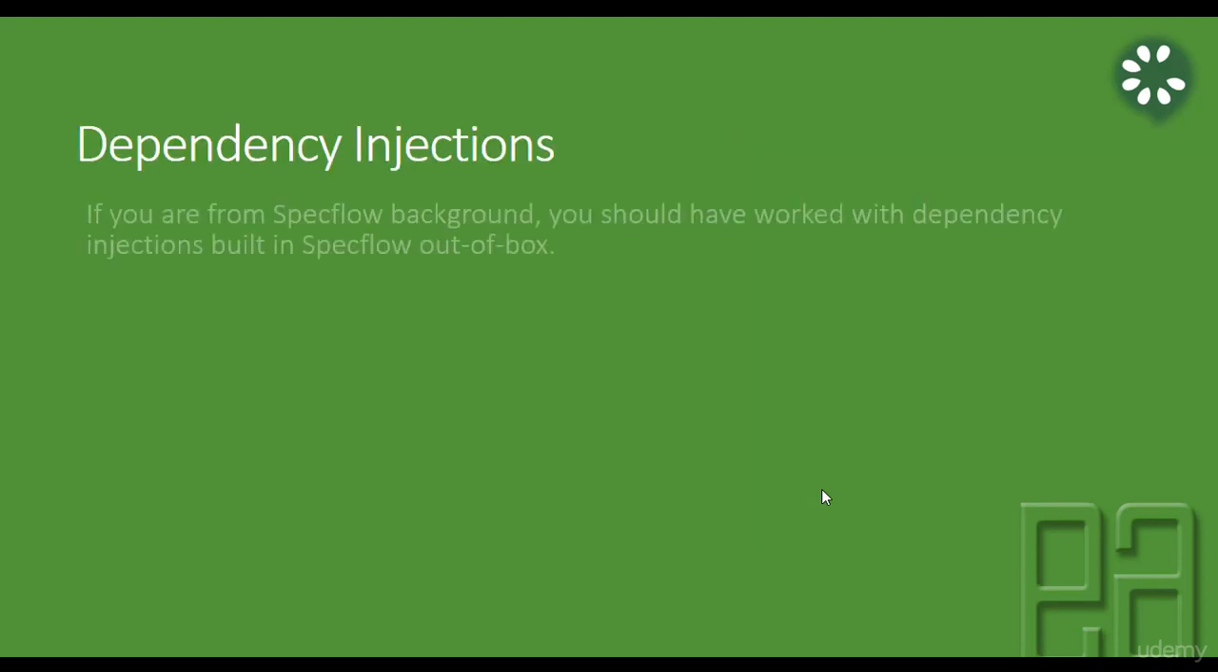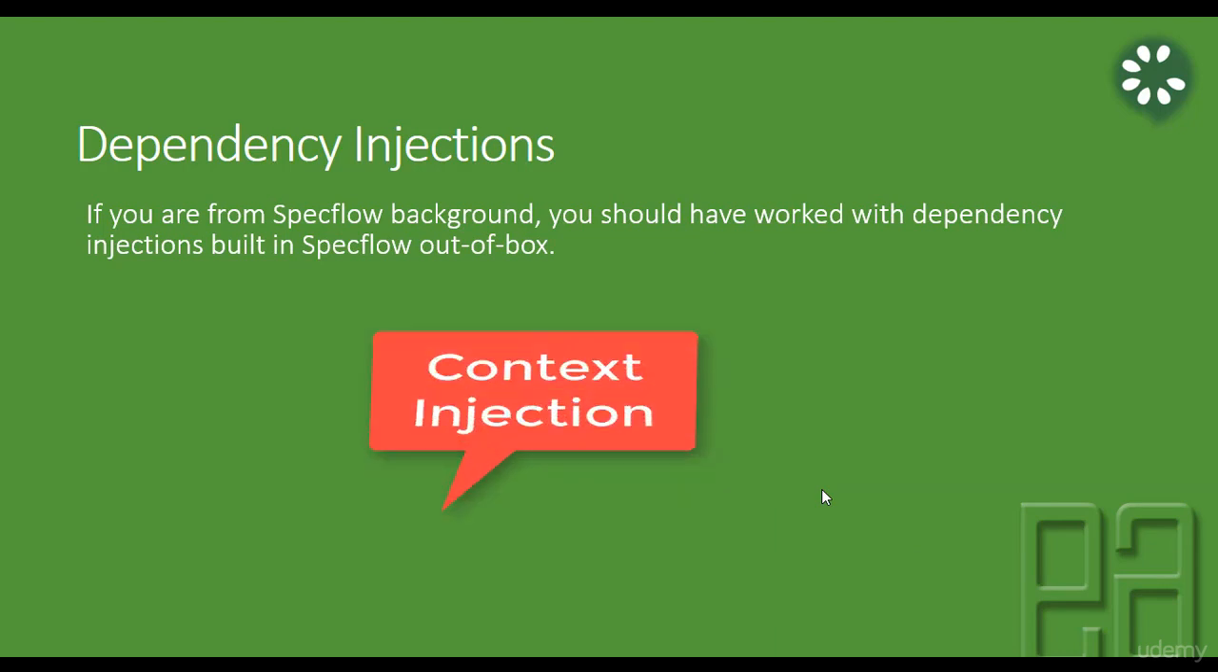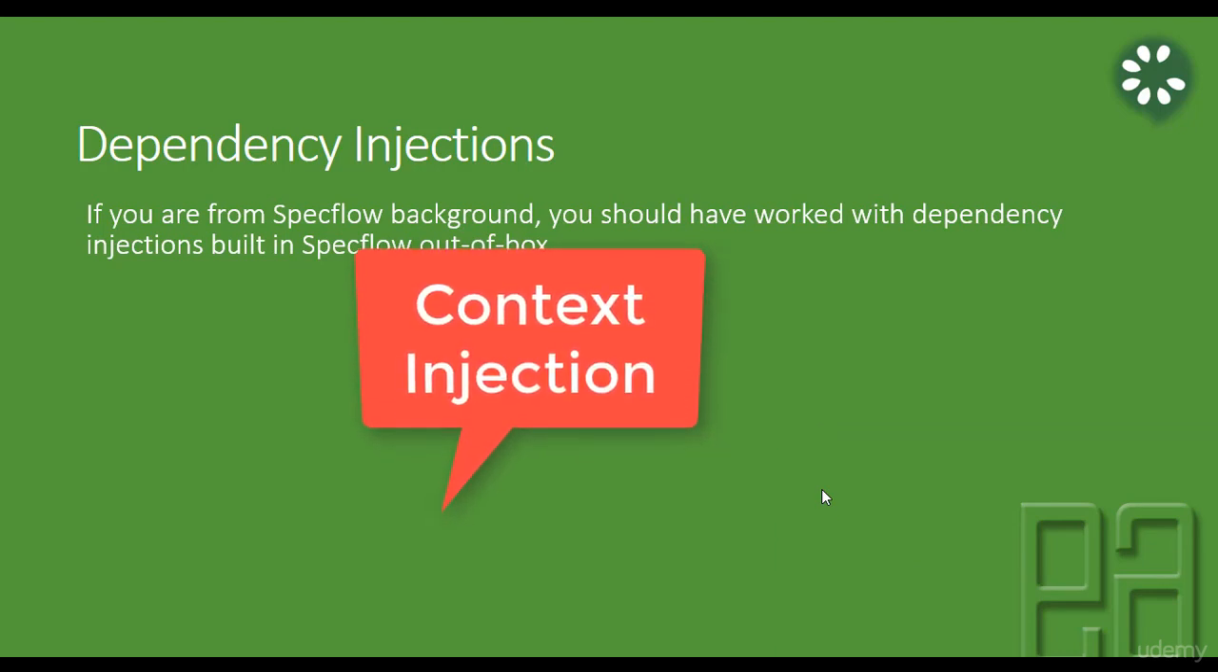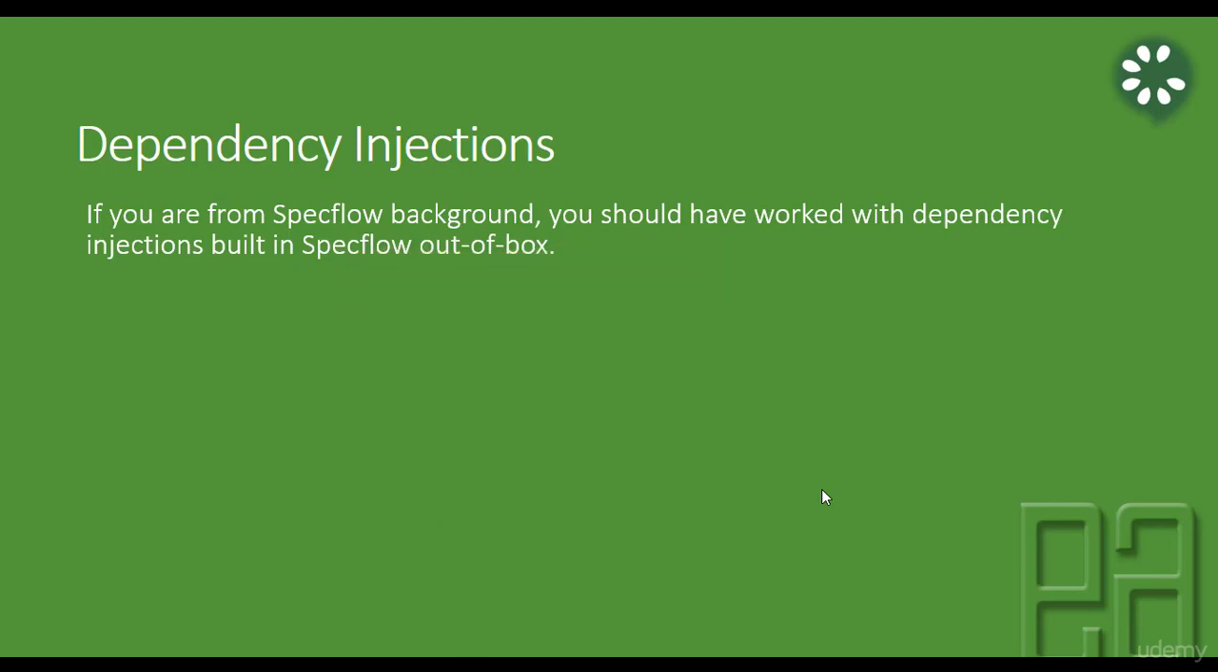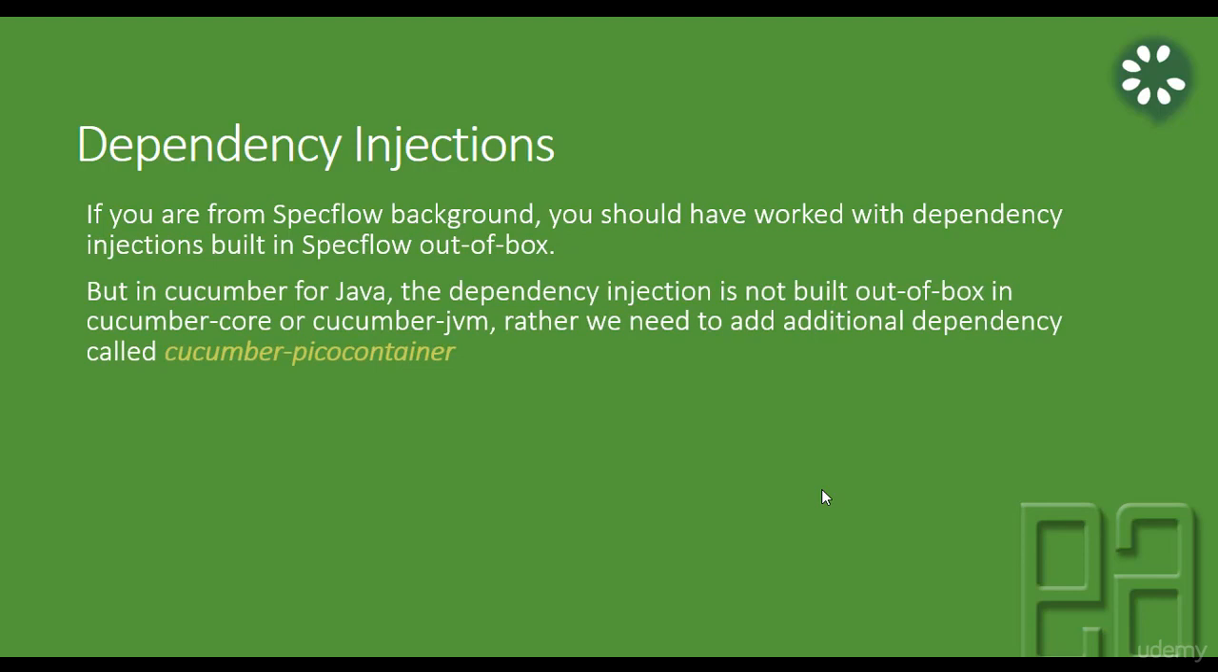Dependency injections. If you are from SpecFlow background, you should have worked with dependency injection, which is built in SpecFlow out of the box. So it's called context injection or dependency injection. We have already discussed it a lot, but in Cucumber for Java, the dependency injection is not built out of the box in Cucumber Core or Cucumber JVM.